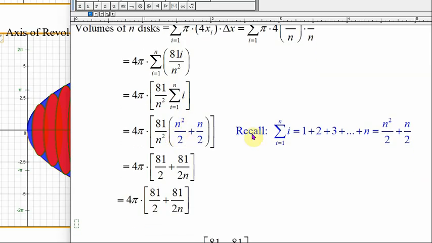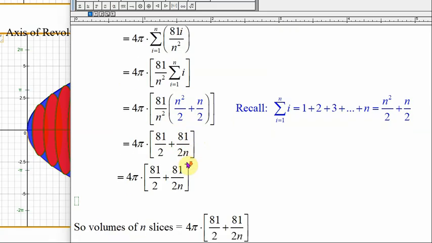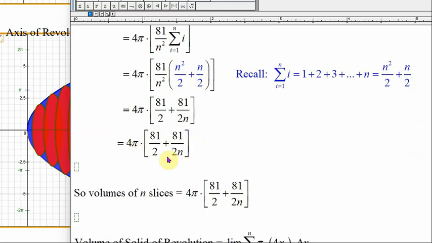And then recall that the sum of 1 plus 2 plus 3 all the way up to n is n squared over 2 plus n over 2. And therefore this sum right here is n squared over 2 plus n over 2. And then simplify, we get 81 over 2 plus 81 over 2n. And so this is the volumes of n slices or n disks.